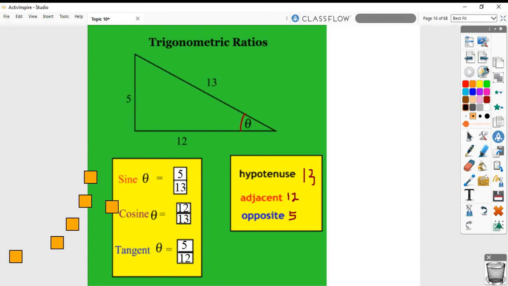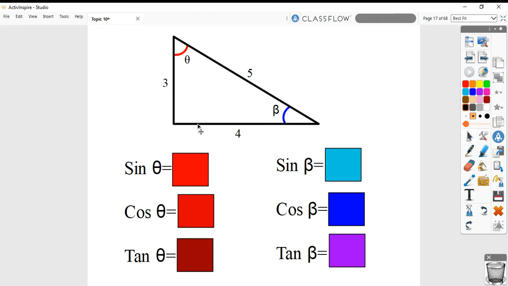All right, and we're going to do one more example that's not printed on your page, but it won't take very long, and it's going to show you some interesting stuff. What we've got here is two different sets of trig ratios that we're trying to figure out, because we've got two separate angles. Theta is this angle marked at the top, and beta is this one marked in the bottom right.